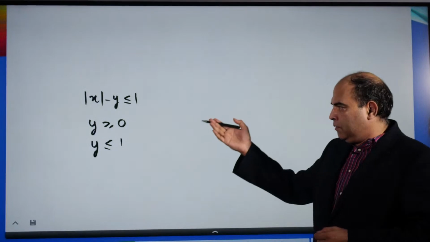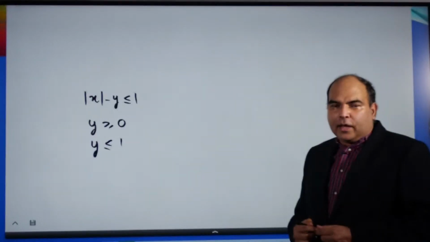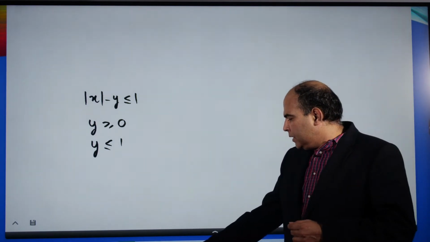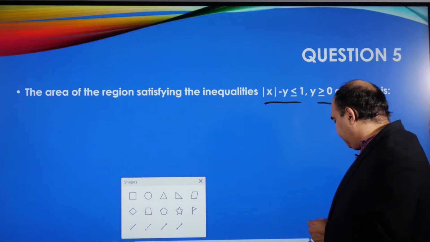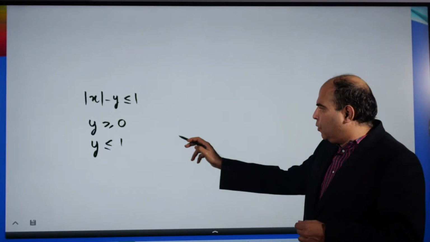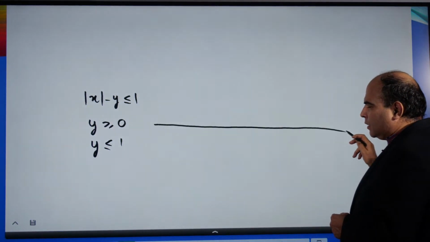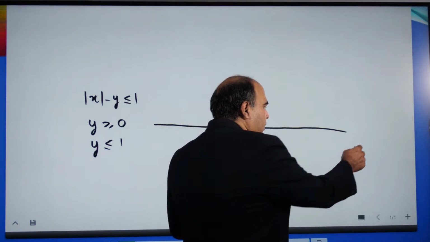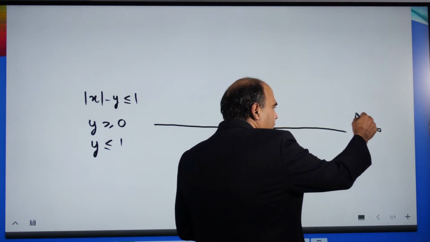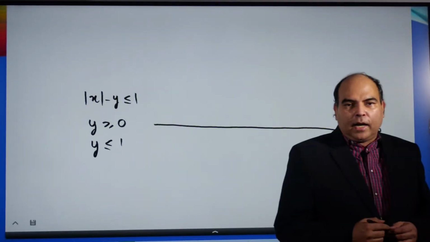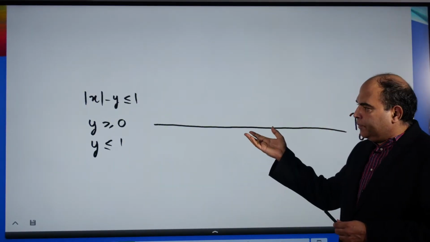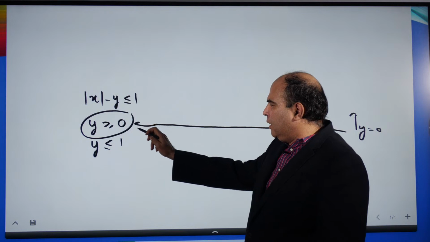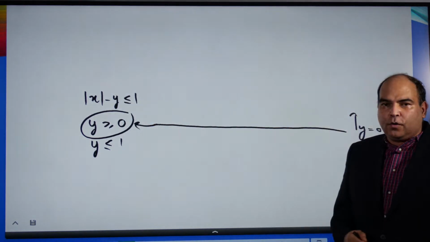So there are three inequalities here that are defining the regions that I want to look at. If I start looking at them, y greater than equal to 0 basically means, if this is my x-axis, the x-axis is defined as y equals 0, and anything vertically above that will be the area which will be created. This is an infinite area because the x-axis is an infinite line, and anything above that is y greater than equal to 0.